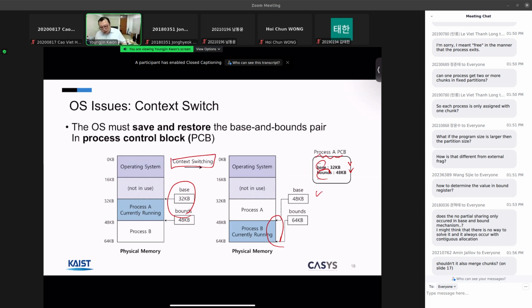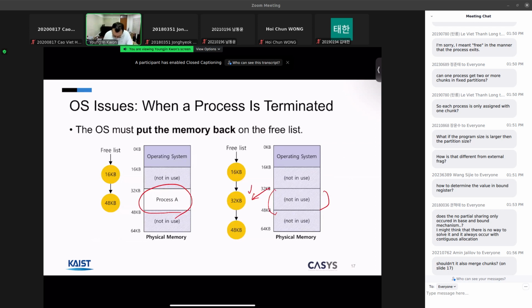Again, for fixed partition there's no bound, and base and bound have two registers. Question: shouldn't it also merge chunks? Yes, it can be merged, but for simplicity I just showed it as a free list. Later, the free contiguous chunks can be merged, but to show some simple free cases, I just made it this way. But it can be merged in a modern operating system.